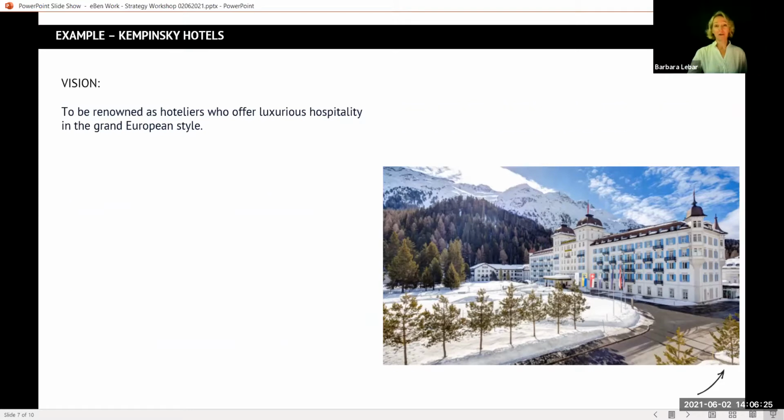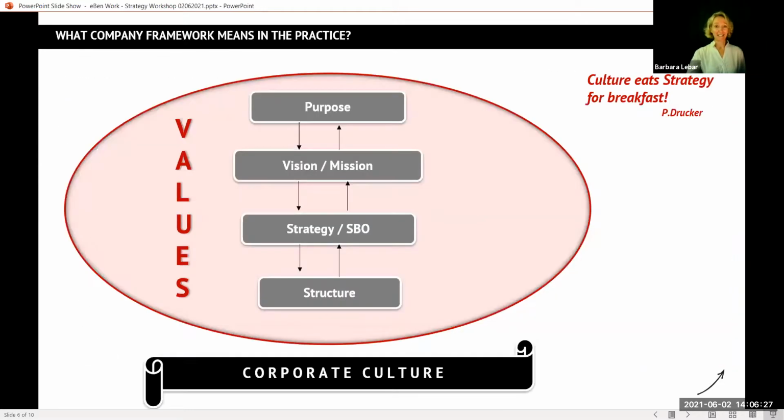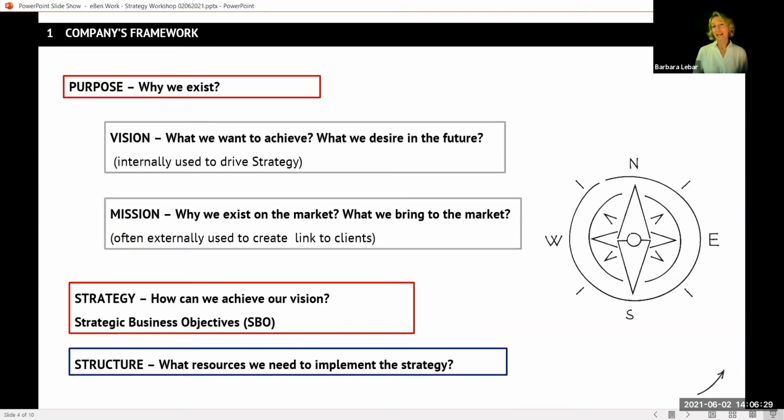Very well observed, Mariam, very well observed. And let's just go back here. You're very right. So vision and mission are commonly pretty much close to each other, because vision and mission actually explain the purpose. The purpose is why we exist, and the vision tells the goal where we would like to come. And the mission is actually explaining this, why we exist on the market, to the outside world.